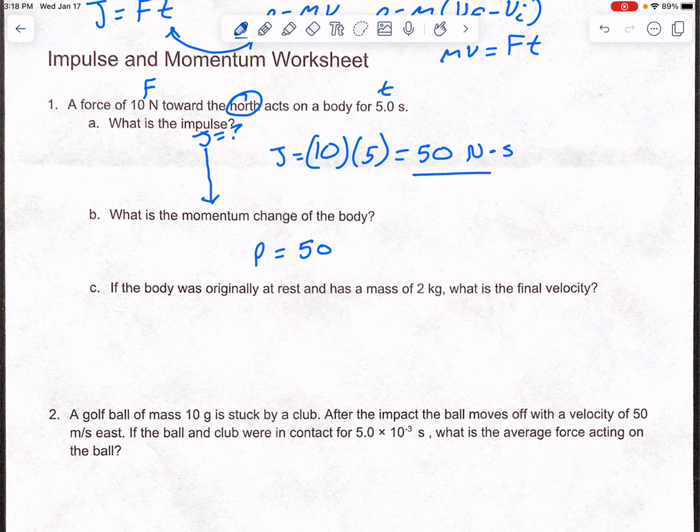Momentum is technically kilograms times meters per second, mass times velocity. So make sure you're paying attention to this. If you know one, you know the other. You have to be able to take those two back and forth.